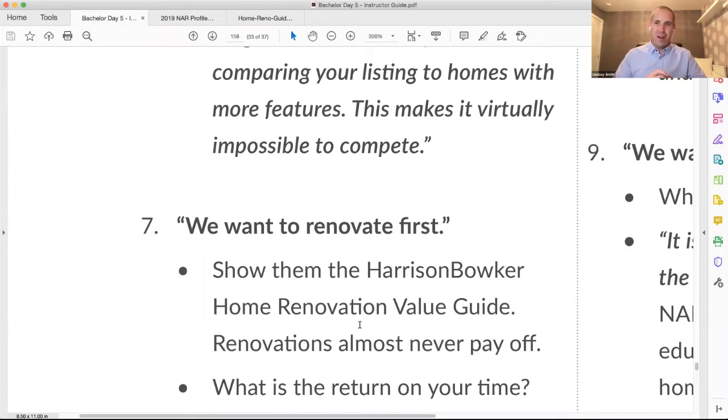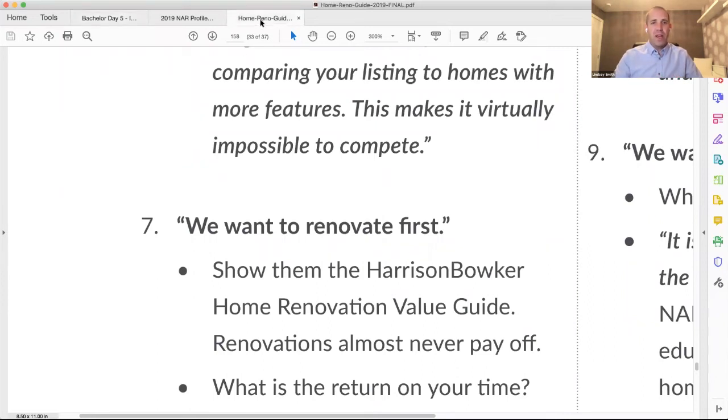Okay, another common one, number 7, we want to renovate first. This is common. They might have improvements that they want to do, and we have this great guide that's a Canadian guide and used by a company that was based out of Edmonton. They now have offices in Calgary. It's not a home renovation company. It's an appraisal company, and they put together this guide that talks about how much it costs to get certain renovations done, and then how much return you're going to get for those renovations.